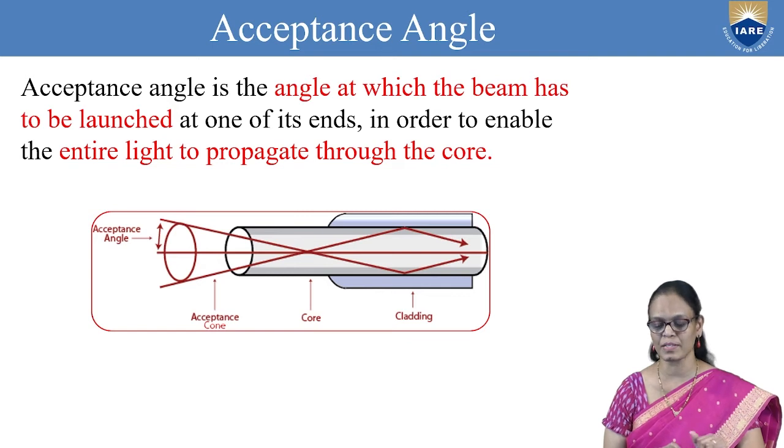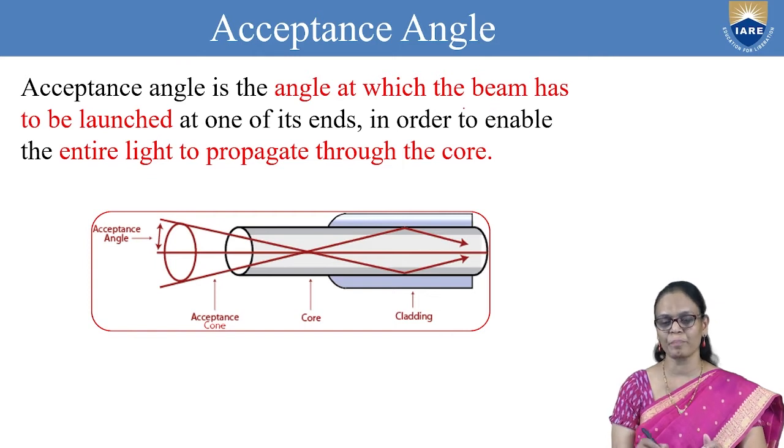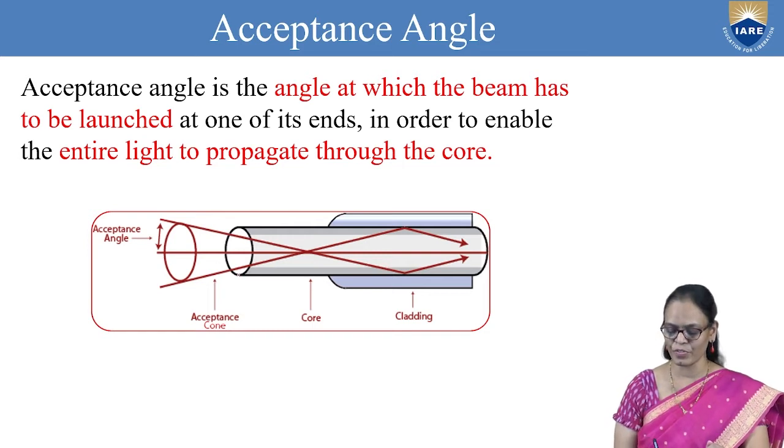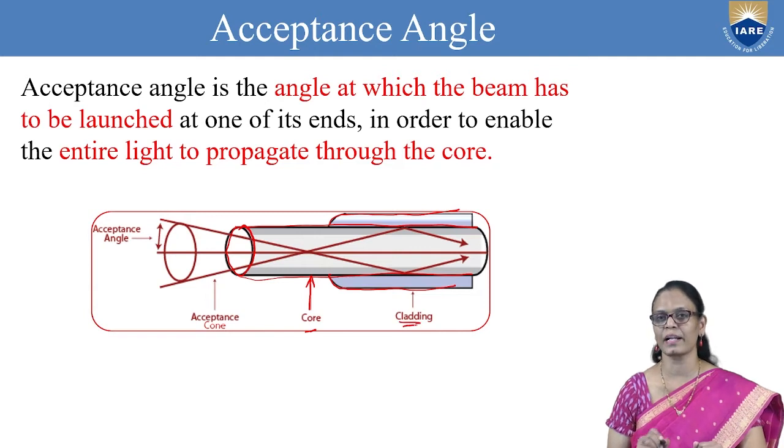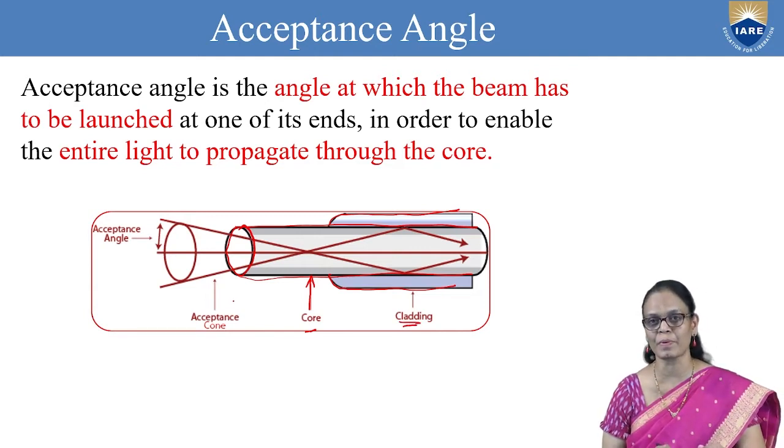Now coming to the acceptance angle. So what is acceptance angle? It is the angle at which the beam has to be launched at one of its ends in order to enable the entire light to propagate through the fiber. So we are talking about the fiber. This is the optical fiber where we are representing only two parts, even though it has many parts. The first one is the core, and this is the cladding.